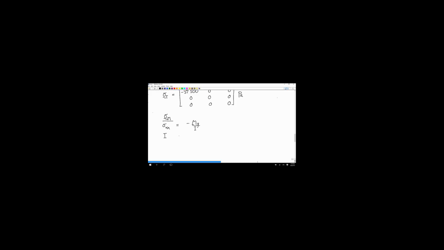So for this shape it is width times height to the third over 12. So that's 0.2 times 0.2 to the third over 12. And you get a value of 1.3 repeating times 10 to the minus fourth.